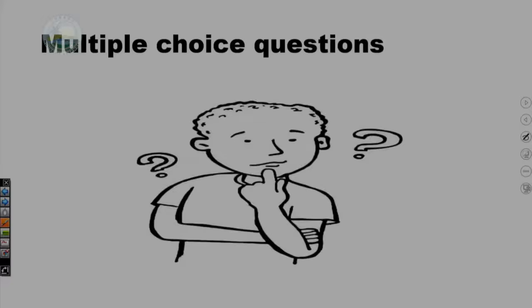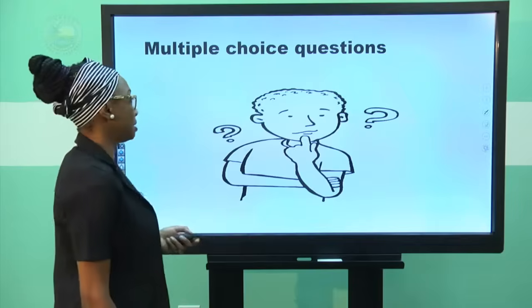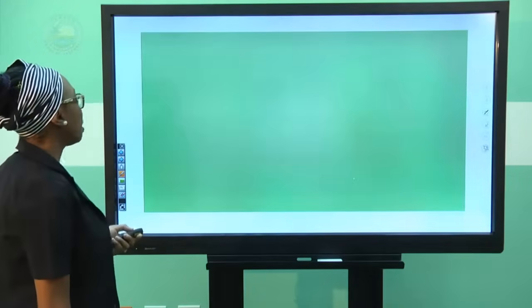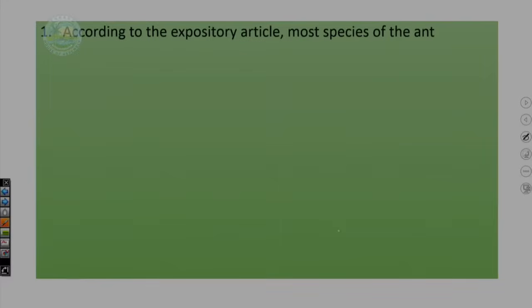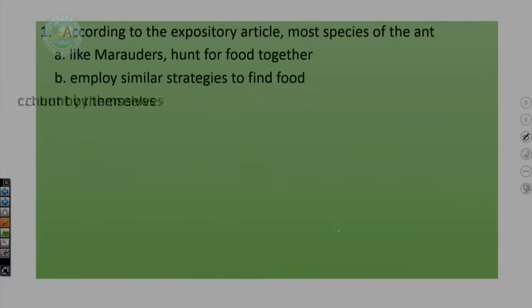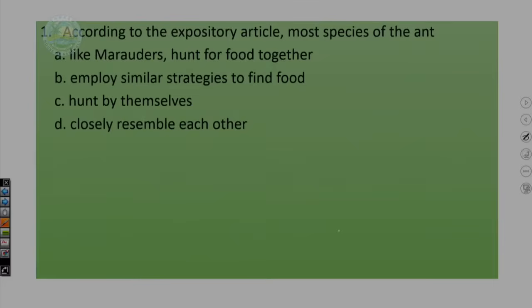So, let's take a look at the questions that we can have based on this article. Our first question says, according to the expository article, most species of ants: A, like marauders, hunt for food together; B, employ similar strategies to find food; C, hunt by themselves; D, closely resemble each other. When you go back and you look at the article and go through the various paragraphs and the various slides that we looked at, when you read through, according to the expository article, most species of the ant.